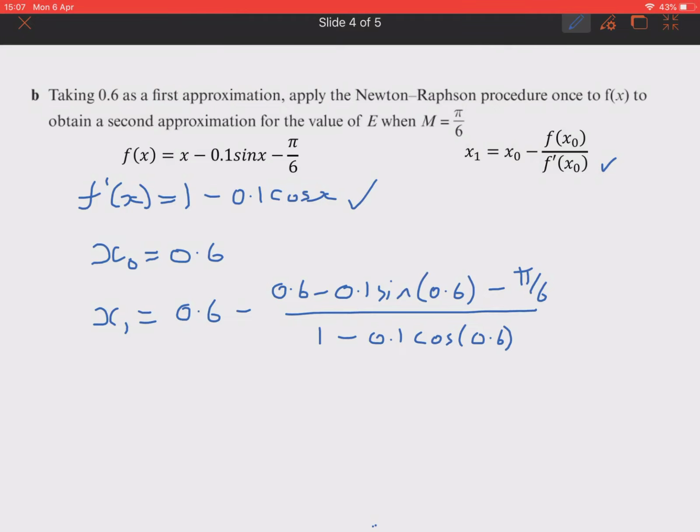So into the calculator: 0.6 take 0.6 take 0.1 sine 0.6 take pi by 6, over 1 take 0.1 cos of 0.6, and that gives me the value of 0.5782 and so on. So therefore my second approximation for E is 0.5782 to 4 decimal places. I've given quite a few decimal places there.